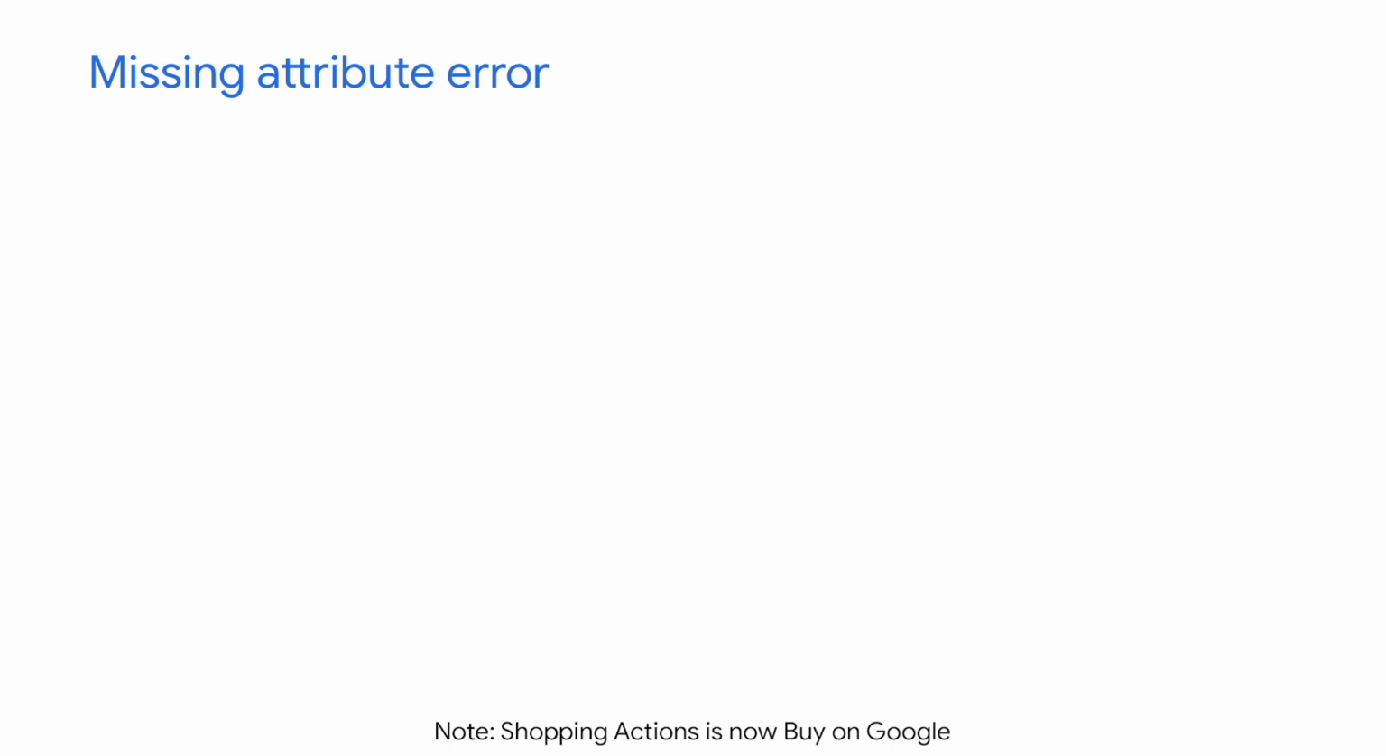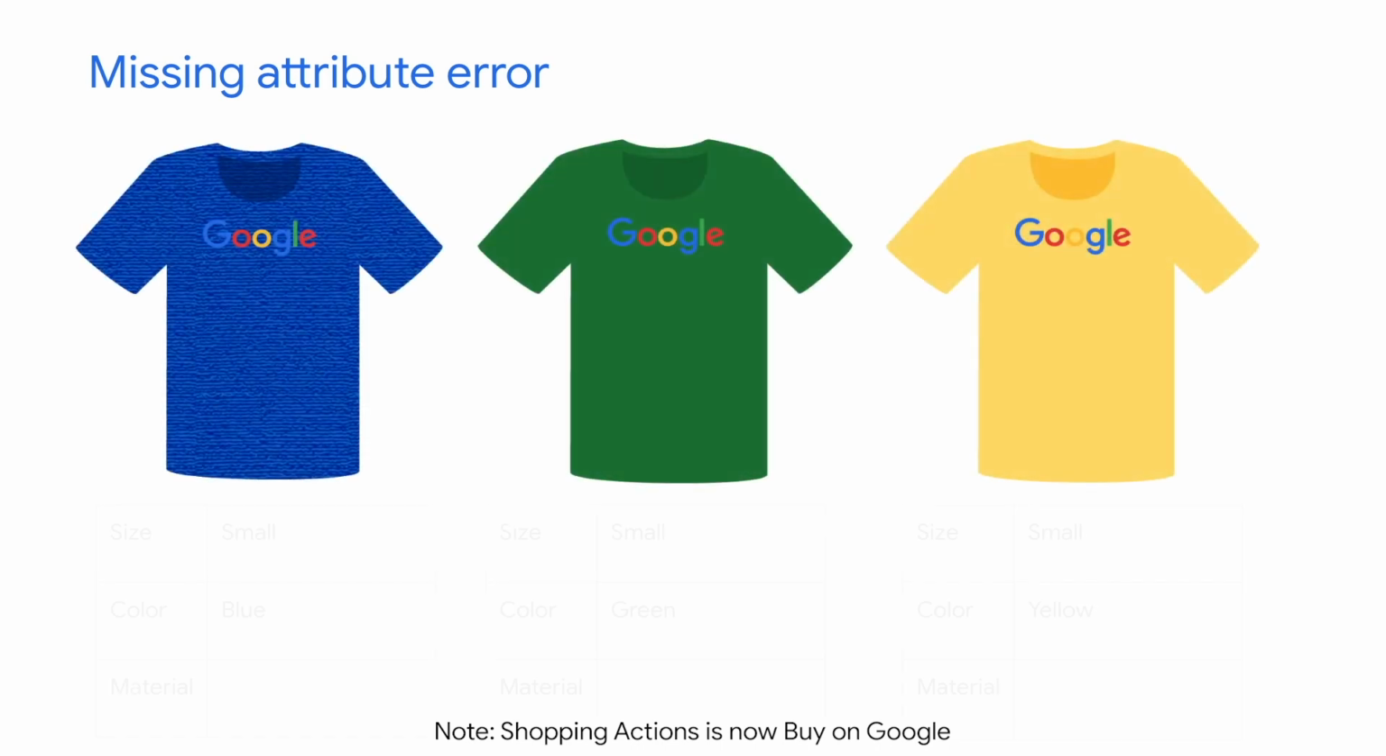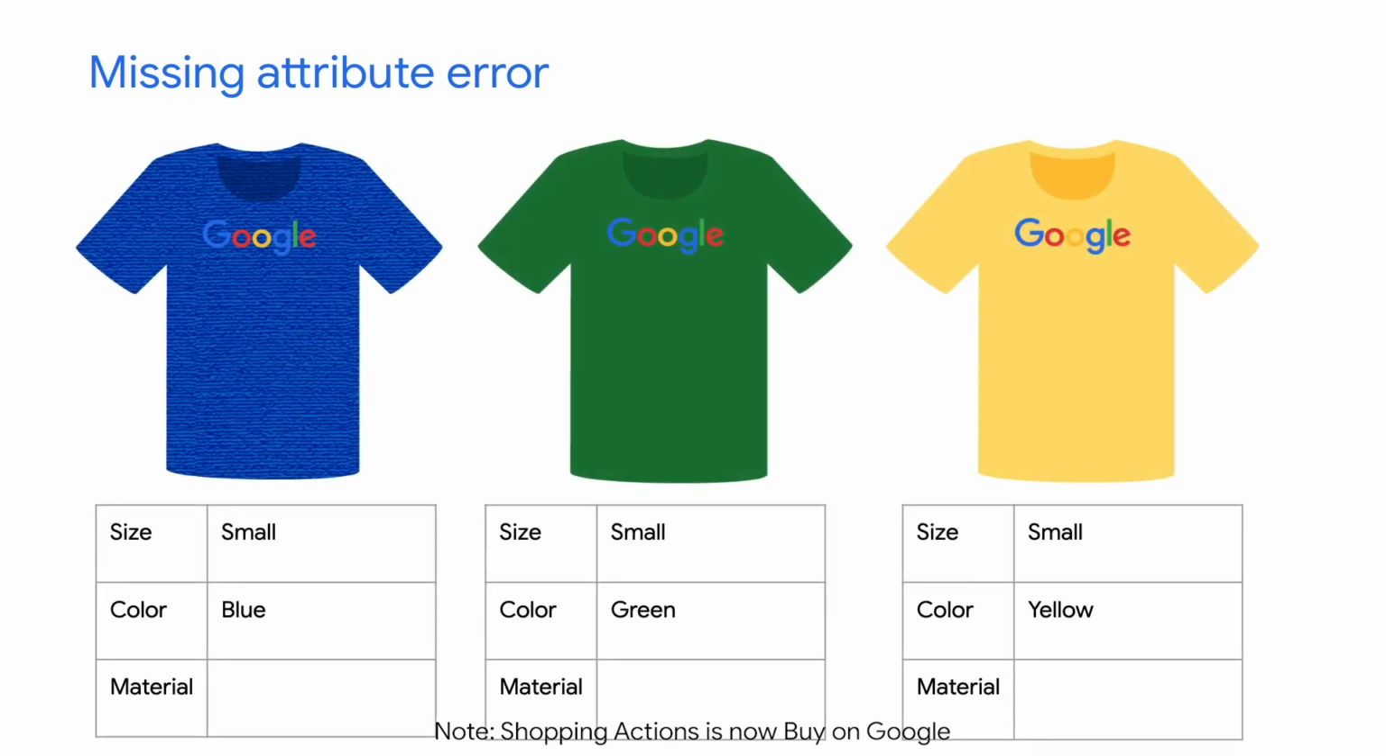So, what do these errors look like? Let's take my 3 Google shirts. I've added all the necessary variant attributes like size and color. So I should be good, right? Well, I know one of these shirts is polyester, so I also added material so shoppers will know, but I left the other 2 empty.